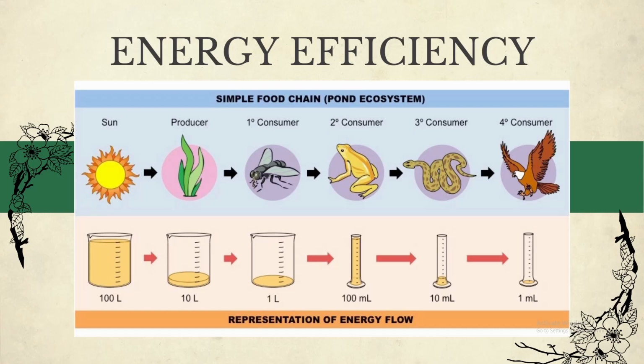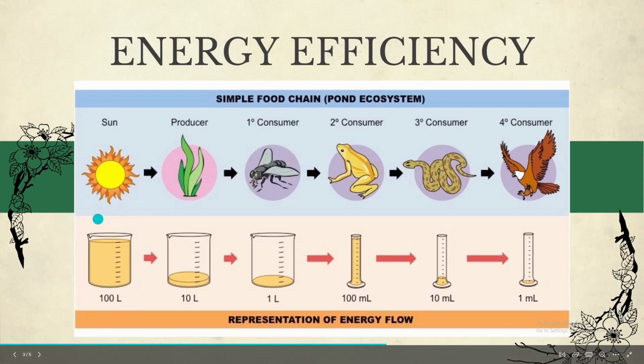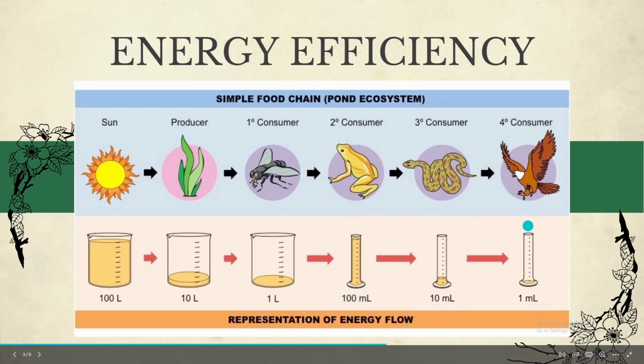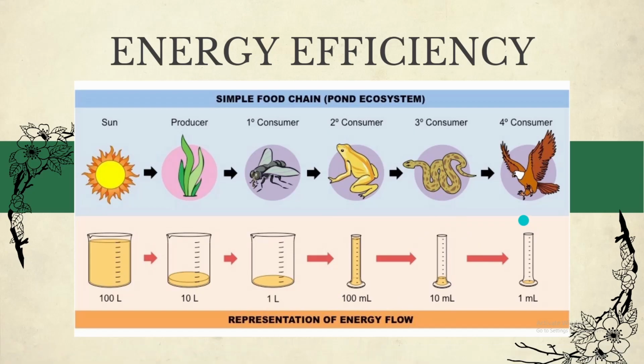If the energy required to hunt for food exceeds the amount of energy available from the food eaten, then the trophic level becomes unviable. So as we can see in this simple food chain in the pond ecosystem, the first source of energy is the sun, and if the sun were to give out 100 liters of energy to the producer, the producer would only receive 10%, which is around 10 liters. Next, the fly here is a primary consumer. From 10% of 10 liters, it only receives 1 liter of energy. The secondary consumer receives 100 milliliters, the next receives 10, and the tertiary consumer, or the apex predator, receives 1 milliliter of energy.